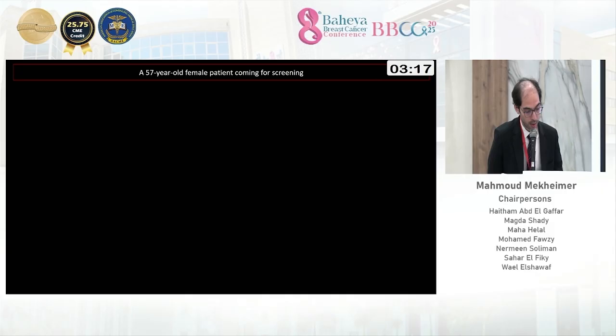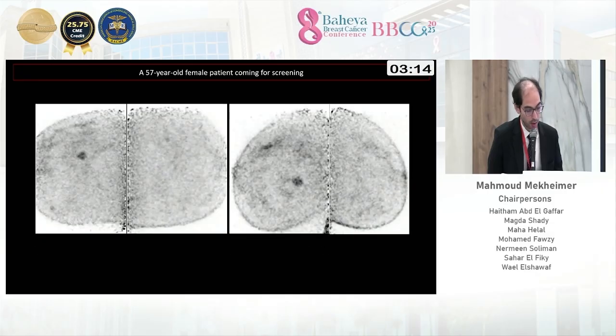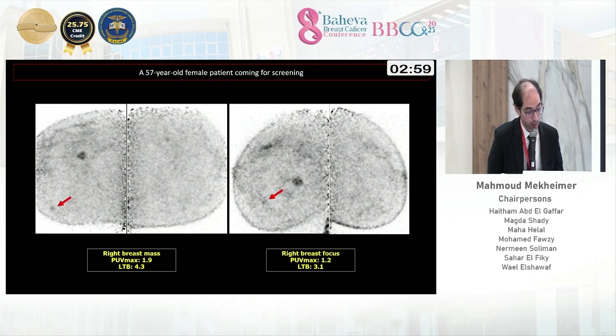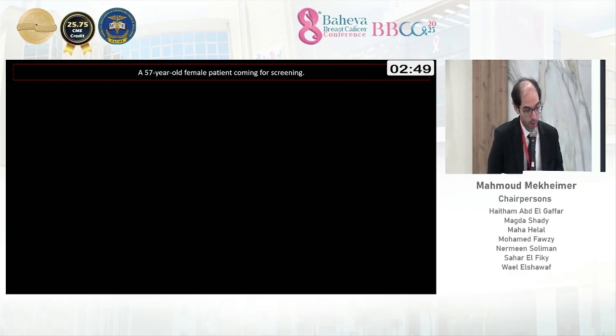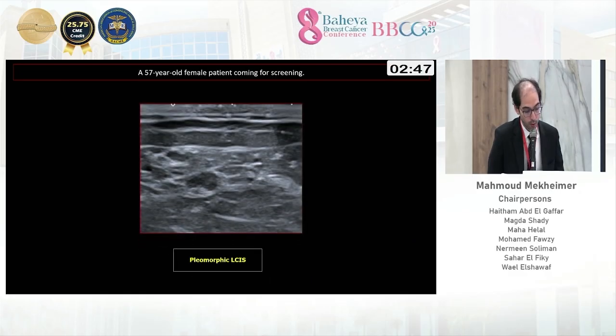So BEM was ordered to assess the nature of these enhancing foci and revealed right breast lower outer quadrant dense FDG avid malignant mass lesion with BOV max 1.9 and LTB 4.3. It also revealed lower inner quadrant FDG avid focus with BOV max 1.2 and LTB 3.1. Second look ultrasound was done for this focus and revealed small irregular hypoechoic lesion. Biopsy revealed pleomorphic lobular carcinoma.